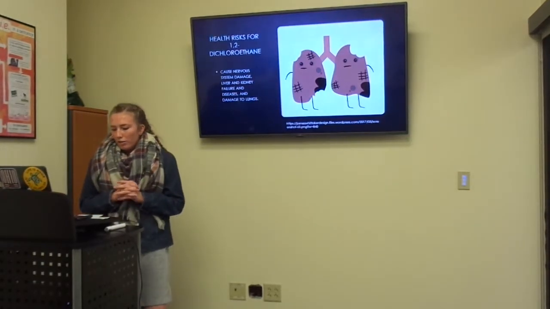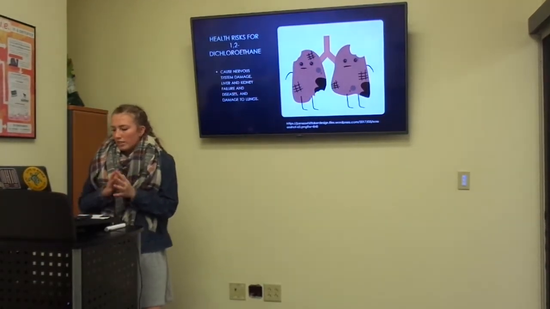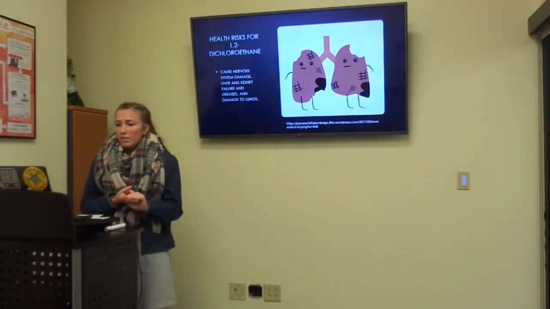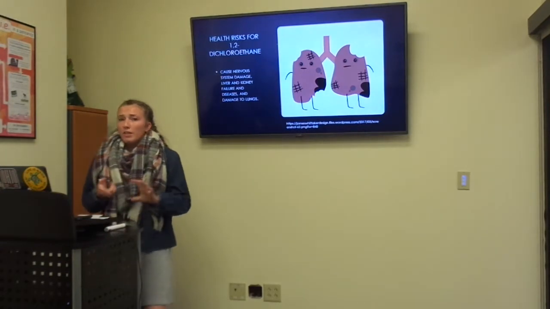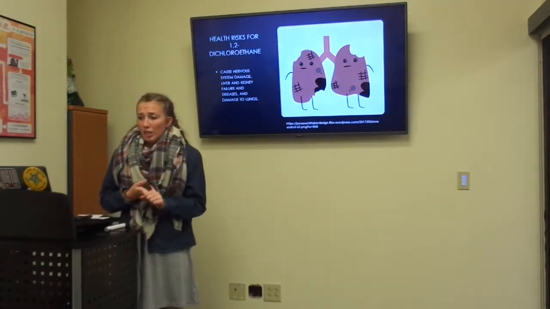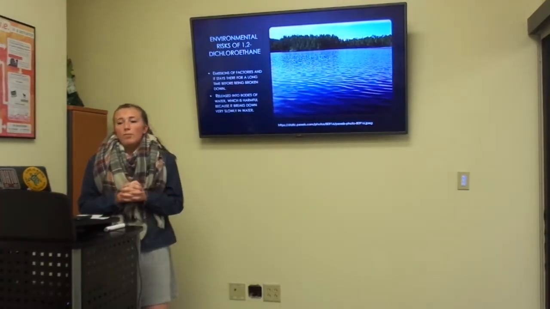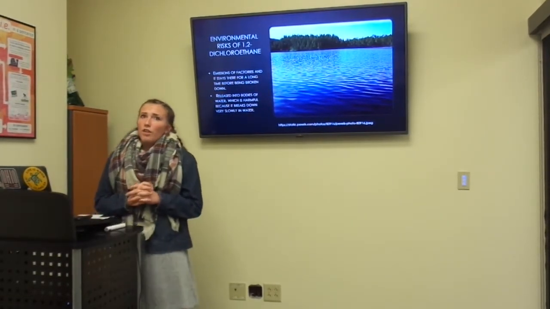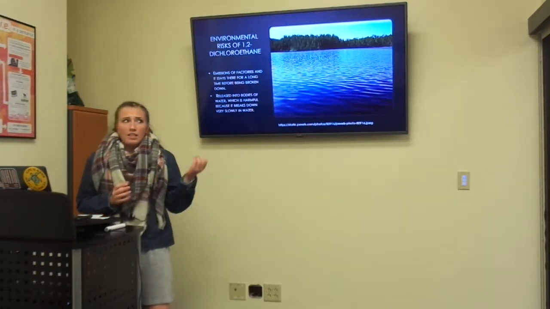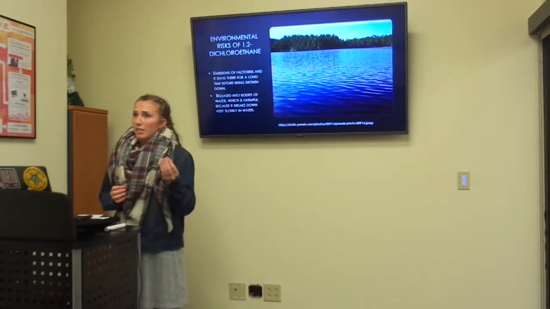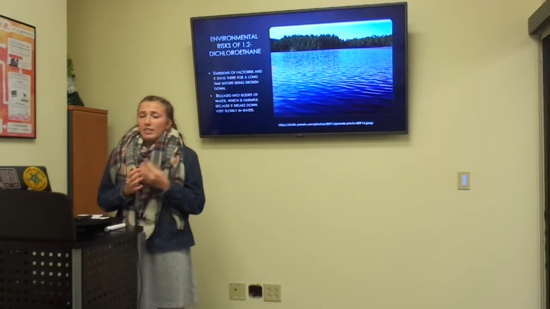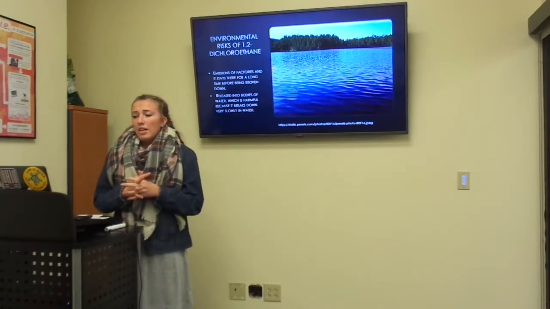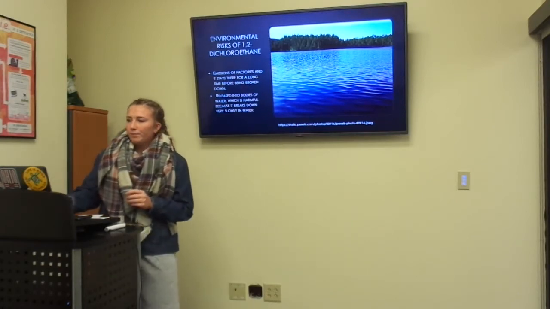Health risks for 1,2-dichloroethane from the Agency for Toxic Substances and Disease Registry show that it can affect the nervous system and damage it. There could be liver and kidney failure, and damage to the lungs. From the same source, environmental risks of 1,2-dichloroethane show that the emissions from the factories get into the air and stay there for a very long time because it's hard to break down. And the same thing happens when it is released into water, because it is a very slow process to break down in water.